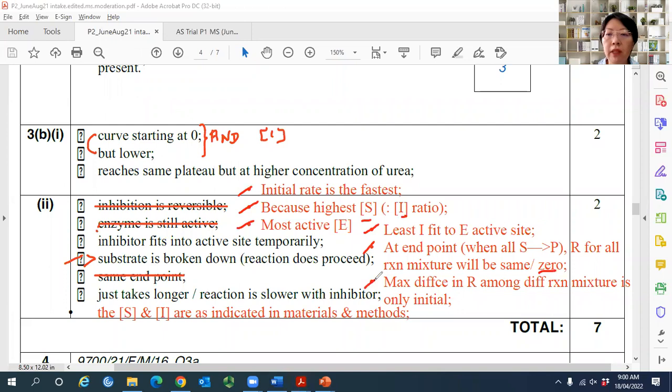So there's a maximum difference in the rate among different reaction mixtures at the beginning only. At the end, all are 0, right? So the most different among the different reaction mixtures is at the beginning. And the substrate concentration and inhibitor concentration are as indicated in the materials and methods at the start of the reaction. This is referring to the substrate concentration at the start being nearest to the reported substrate concentration in the materials and methods. Okay, so that's all for today's discussion.